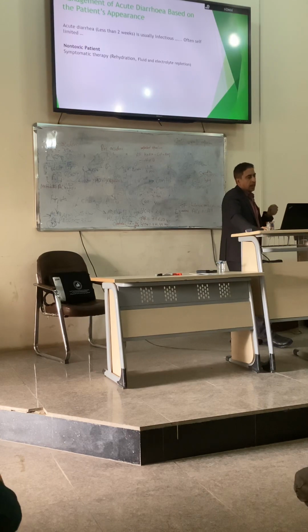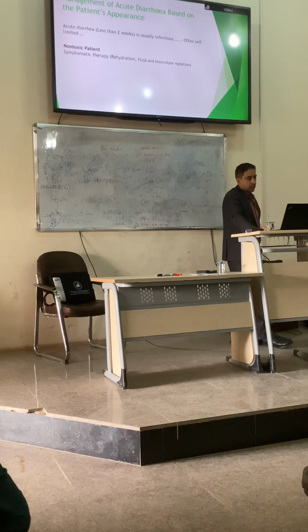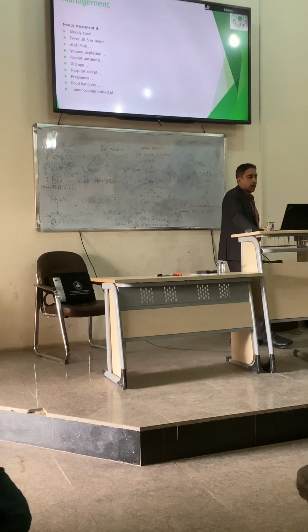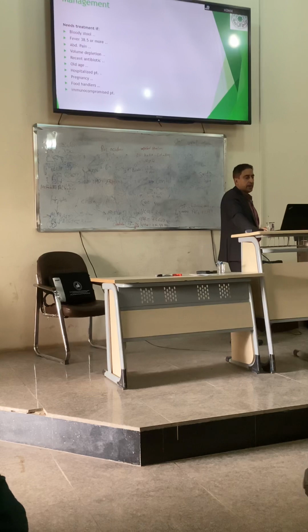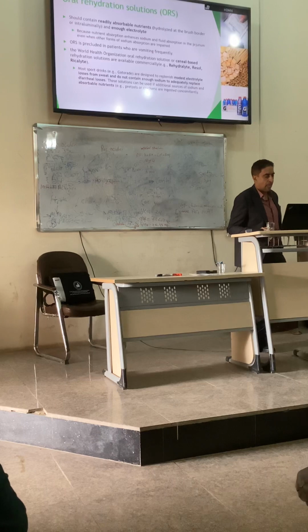So, again and again, acute diarrhea is usually an infectious agent, often self-limited. When do you treat it? Most patients who are not toxic, we treat with rehydration, just fluid and electrolyte treatment. When do you need to treat? If the patient has signs of toxemia, bloody diarrhea, high-grade fever, abdominal pain, volume depletion, older age, hospitalized, pregnant patient, food handler, or immunocompromised, you need to do your workup and some treatment other than rehydration.